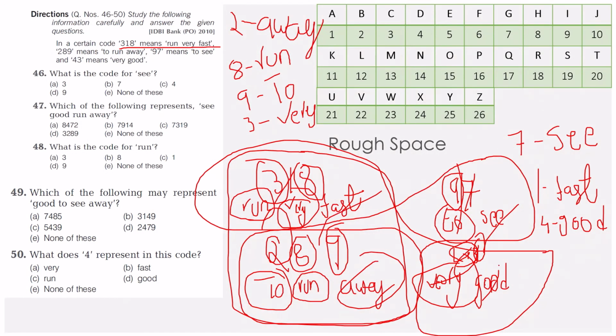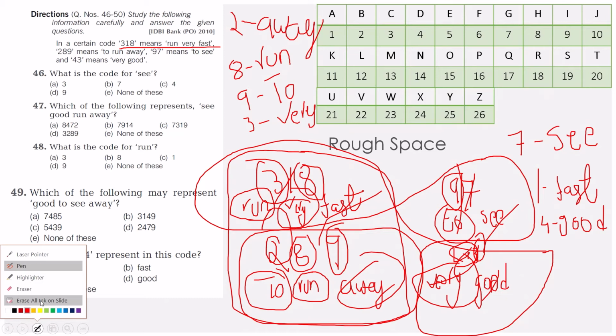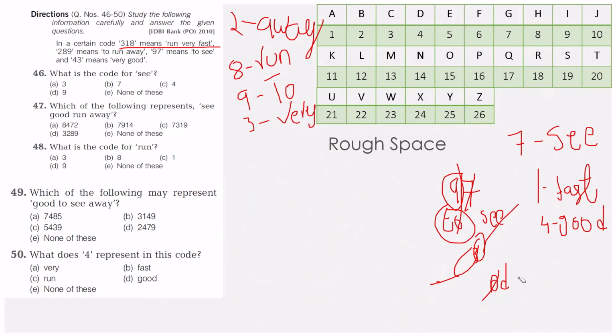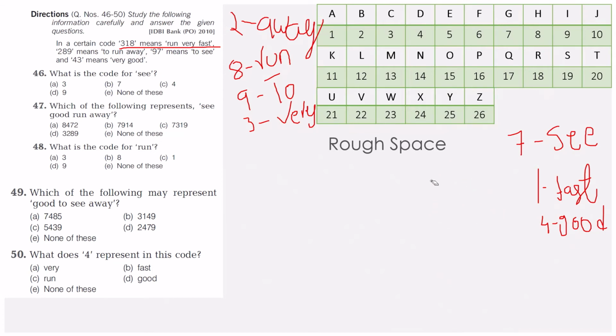Okay, let's erase the stuff, not the answers, just the question we've solved. Now we are having a brief table over here, every number and every word, number to word. Now they are asking for a code for C. So we've got 7 for C. Where's my cursor?